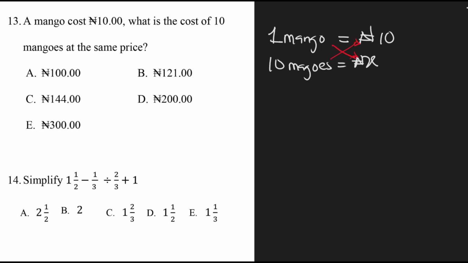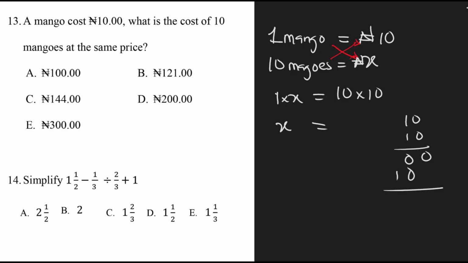If you cross multiply, you're going to have 1 times x equals 10 times 10. 10 times 10: 0 times 0 is 0, 0 times 1 is 0, 1 times 0 is 0, 1 times 1 is 1. So you have 100. So the answer is 100 naira. So let's check the option. Do you have 100 naira? Yes. The answer is A. Let's move to the next question.